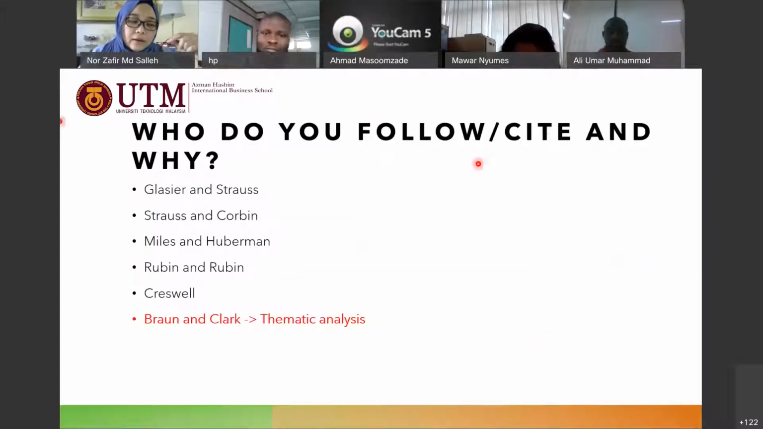And who are they? There are many, but I just picked some of the prominent ones: Glaser and Strauss, Strauss and Corbin, Miles and Huberman, Rubin and Rubin, Creswell, and Braun and Clarke for thematic analysis. Creswell will guide you through how to report qualitative research. The rest are very technical. They propose technical steps for qualitative analysis. It's very much technical, I would say.